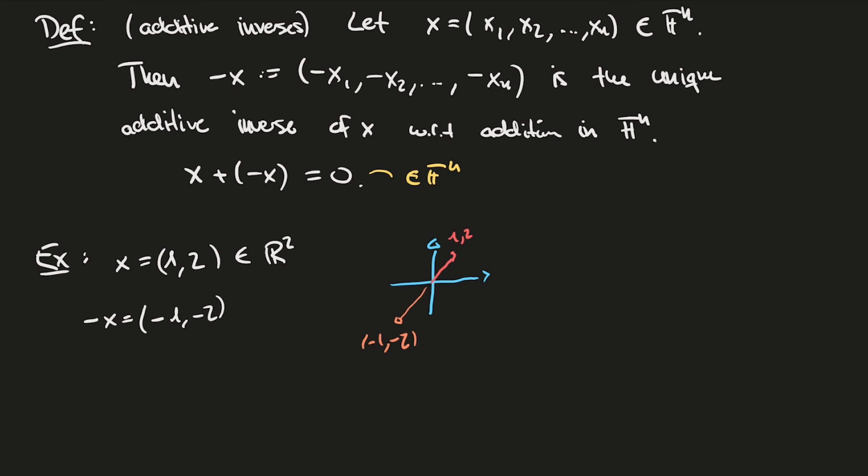And indeed, if we apply the geometric addition from before, and line up the endpoint of the first vector, the red vector, with the starting point of the orange vector, what we get is indeed the 0 vector, because the two cancel out exactly. Finally, we can define a scalar multiplication on Fn.